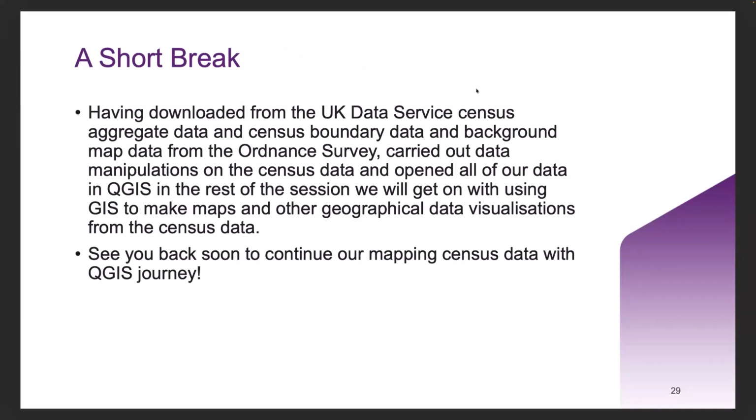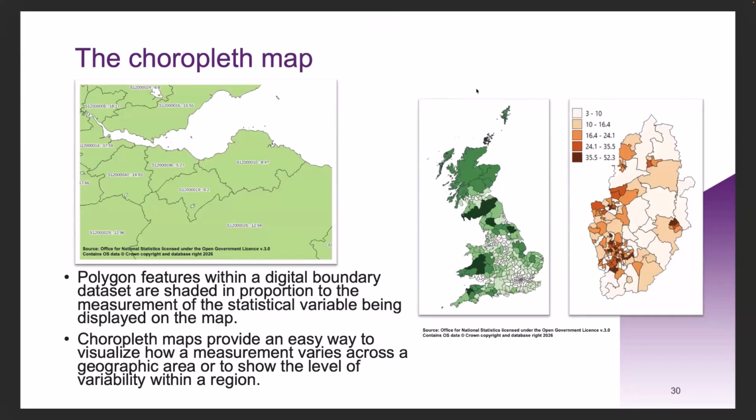So far we've grabbed data from the UK Data Service. We've done some manipulation of that data in Excel, and we've stuck it into QGIS. We now want to go into the process of actually creating some mapping. So what we're going to do is create a thing called a choropleth map. And I'm just going to give you a quick introduction into what choropleth mapping actually is, although you may well be aware of this already.